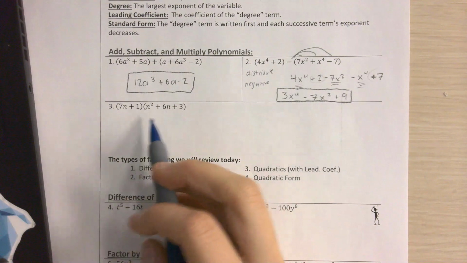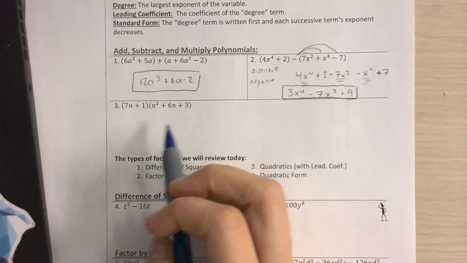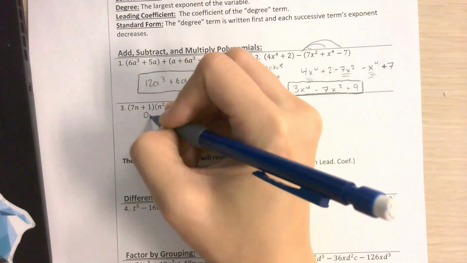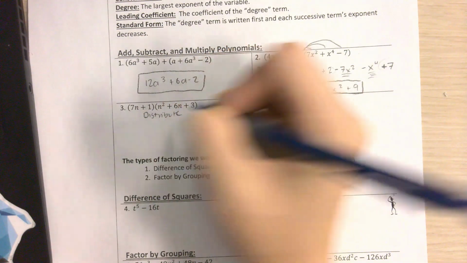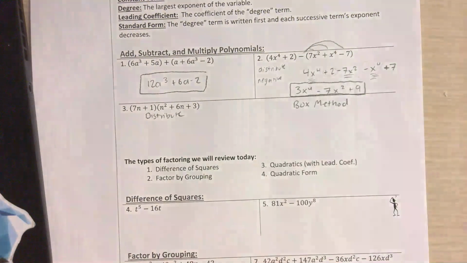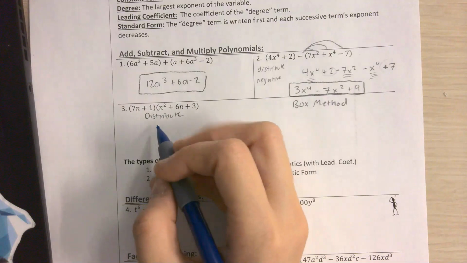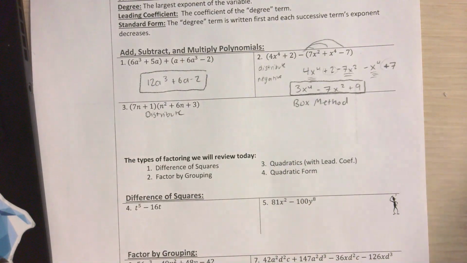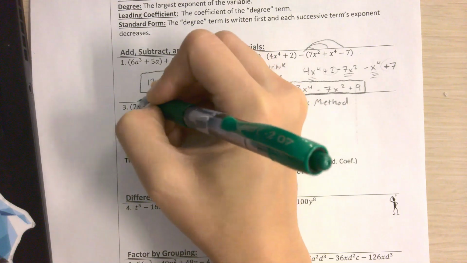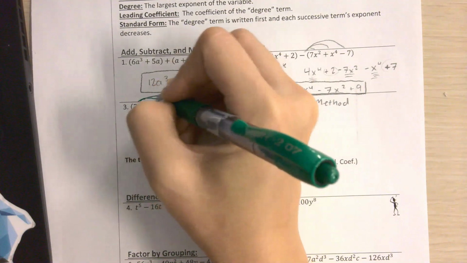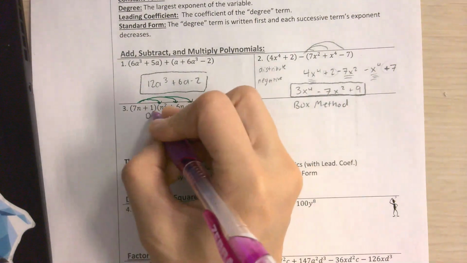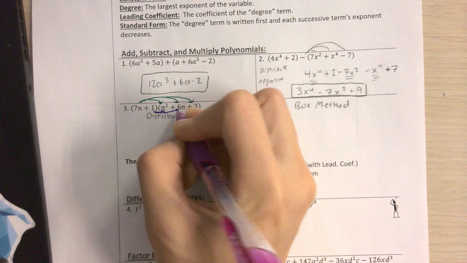Alright. This one is going to multiply polynomials. And there's going to be 2 methods. We're just going to do our normal distribution, and then we're going to do the box method. So for the distribution, we're going to take this first term and multiply it across all of them like we normally do when we distribute. And then we're going to take this other guy and distribute that.